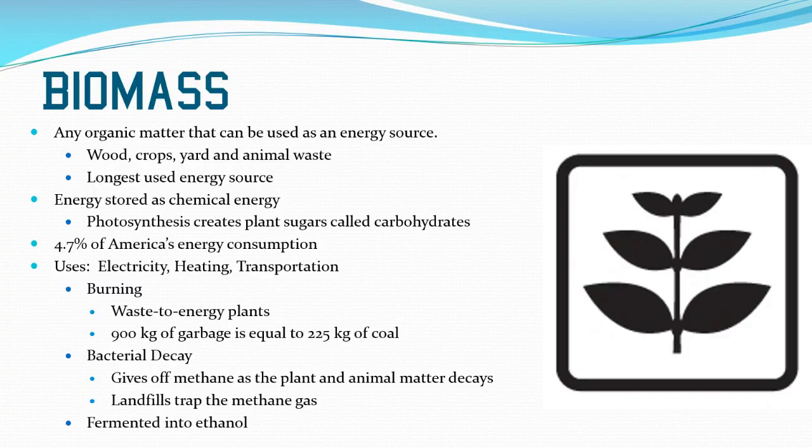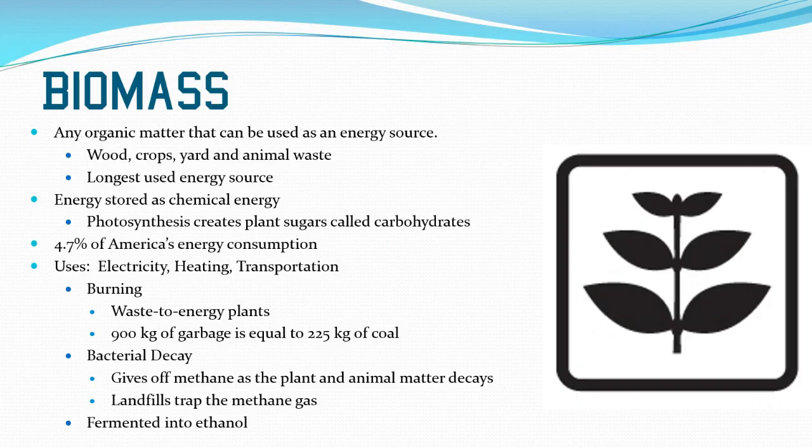When we burn it, we can take this organic matter, burn it at a waste to energy plant, and make electricity. When we burn it, about 900 kilograms of garbage is the same as about 225 kilograms of coal. The difference is we have a lot more garbage and burnable organic matter than we do of coal. It's also a lot easier to get that garbage.